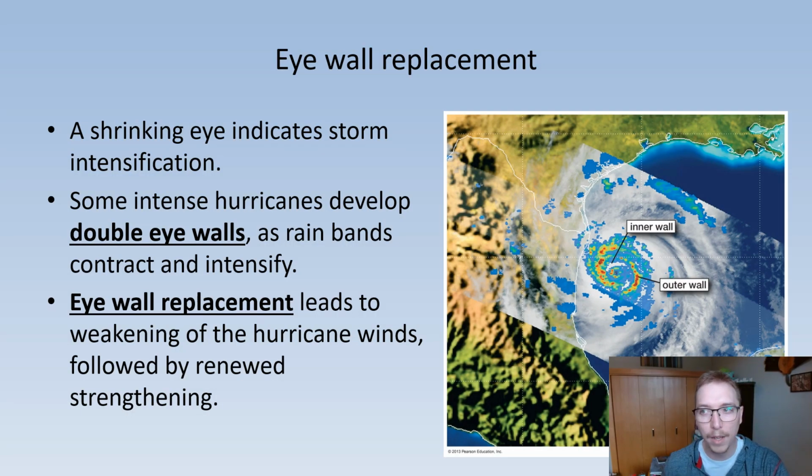We're looking here at eye wall replacement. A shrinking eye indicates storm intensification. Some intense hurricanes develop double eye walls as rain bands contract and intensify. Eye wall replacement leads to weakening of hurricane winds followed by renewed strength. Say, for example, you've got something starting to weaken, but then another section is picking up and intensifying even more. You can have that kind of eye wall replacement.